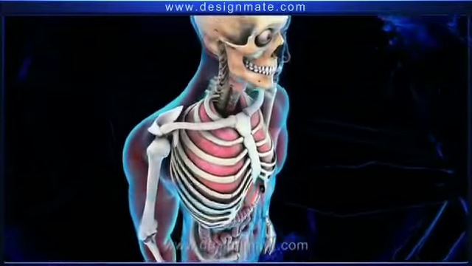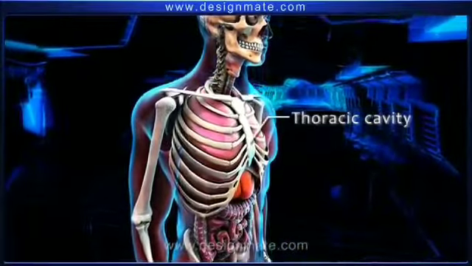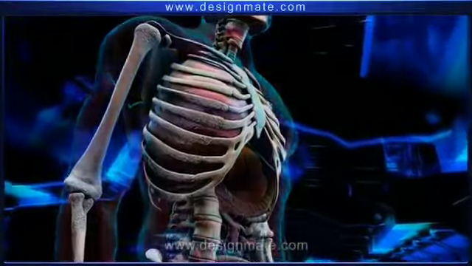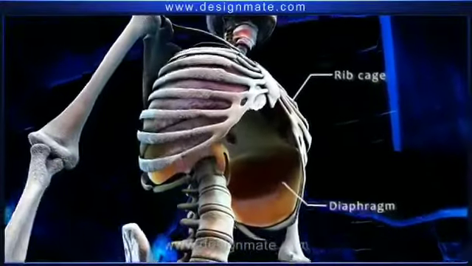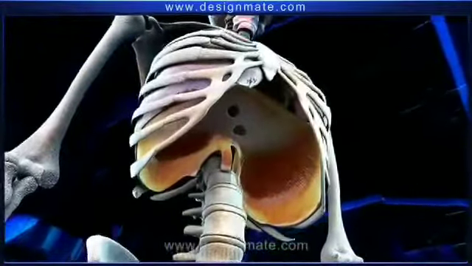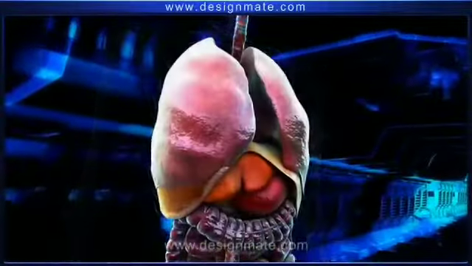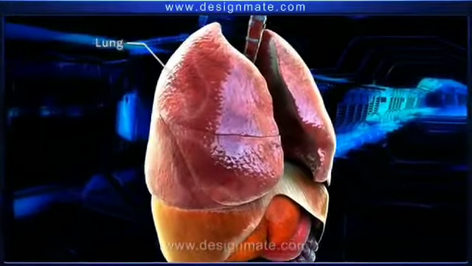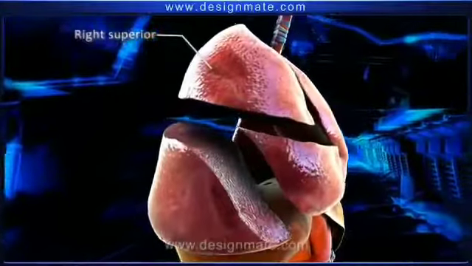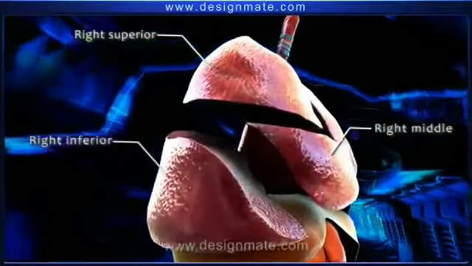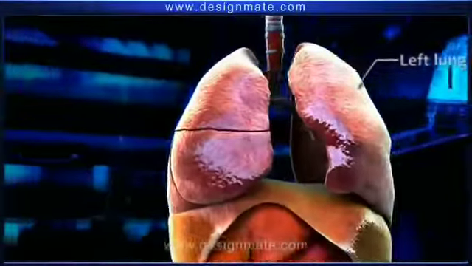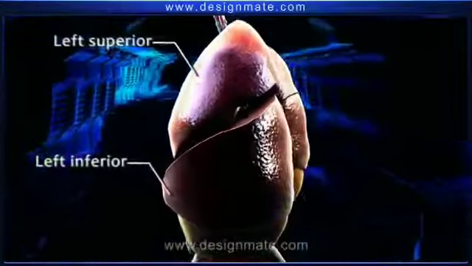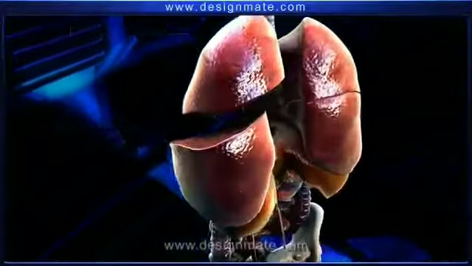In humans, the main organs responsible for respiration are present in the thoracic cavity. In the thorax region, the rib cage and a dome-shaped fibrous tissue known as the diaphragm are observed. Present within the rib cage are the pleural membranes, which enclose the lungs. The right lung is divided into 3 lobes: the right superior, right middle, and the right inferior lobe. The left lung is smaller and has only 2 lobes: the left superior and the left inferior lobe.